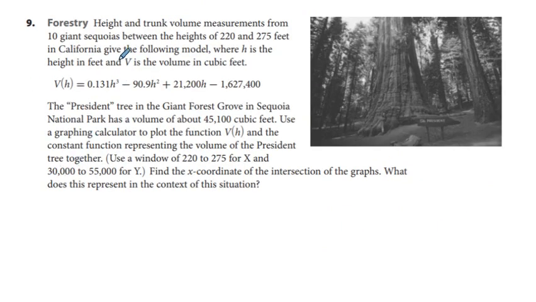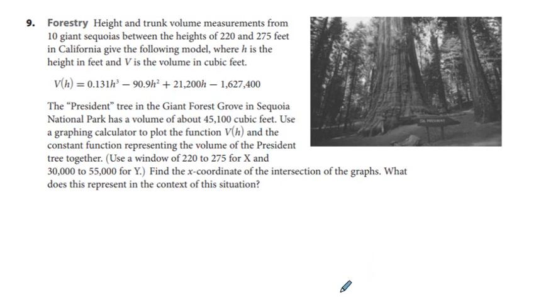The next one we're going to have is this one right here: forestry height and trunk volume measurements from 10 giant sequoias between the height of 220 and 275 feet in California. Given the following model where h is the height in feet and v is the volume in cubic feet, you have this function here for volume in cubic feet based on height. And then we're given the President tree, which I happen to find out was named originally after President Warren Harding in 1923. It has a volume of about 45,100 cubic feet, and we use a graphing calculator.